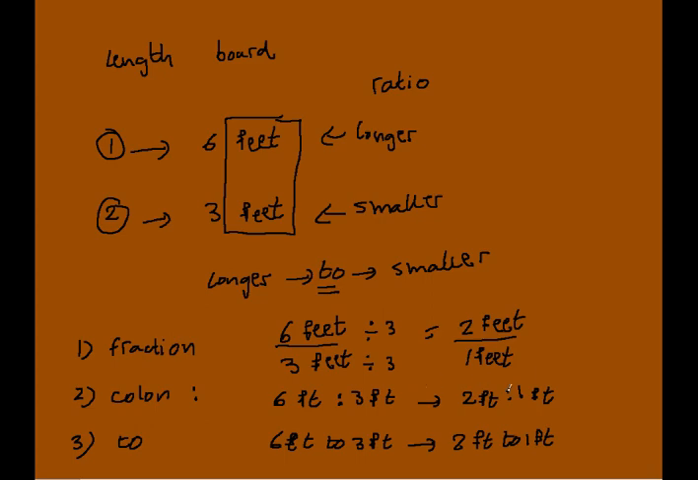So imagine all it's saying is for every foot of the smaller board, you have 2 feet of the longer one. So let's think about it. Let's visualize this. Imagine that you have a board like this. This is the small one. And this is the longer one. So let's say that we divided this into 3 equal parts here. 1, 2, 3. And this we would have to divide as well into 3 equal parts, and I'll show you why. 1, 2, 3.